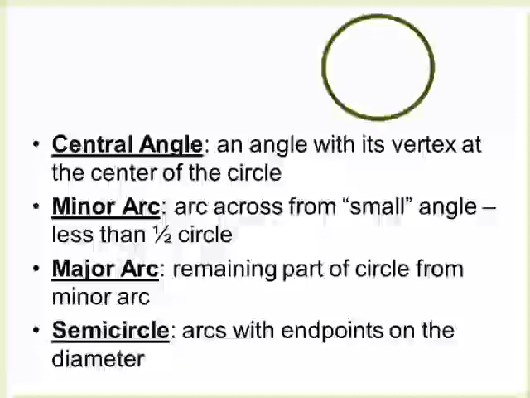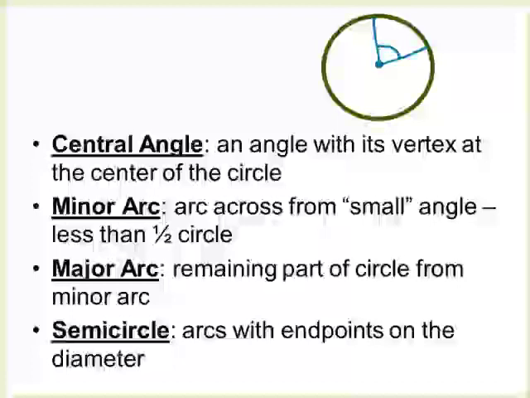So we're going to have a circle, and we're going to make an angle with its vertex at the center of the circle, and that would be a central angle. So central angle, vertex at center.